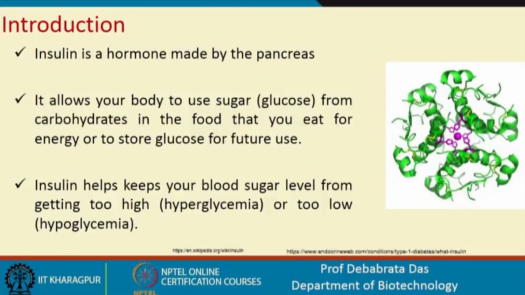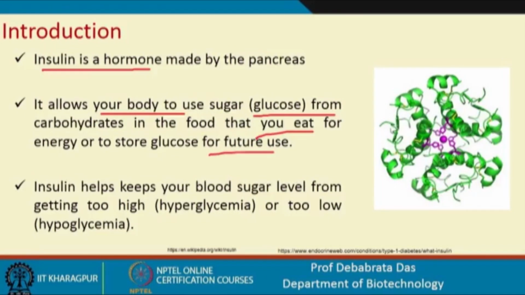First, insulin is a hormone made by the pancreas. If you look at the pancreas, it is located at the lower part of our stomach. It allows your body to use sugar, that is glucose, from the carbohydrate in the food that you eat for energy, and to store glucose for future use. So this has an important effect on our body.